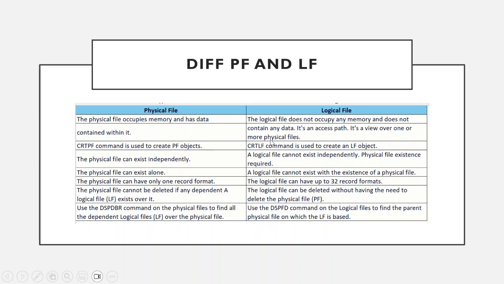A logical file is created by using CRTLF. A logical file cannot exist independently, it always depends on the physical file. You can create up to 32 record formats in a logical file, but a physical file has only a single record format. We can update by using a single record format logical file, but we cannot update by using a multi-record format logical file. We cannot update by using a join logical file.